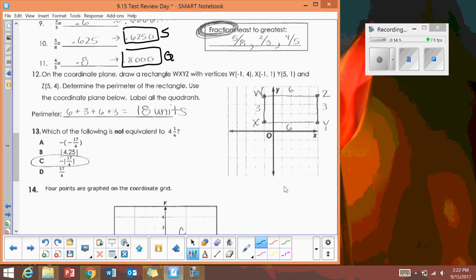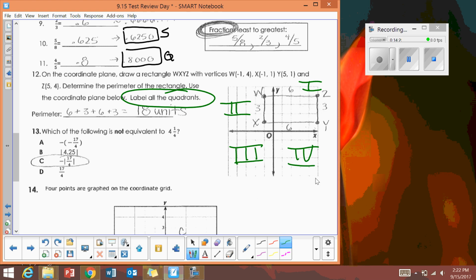The other thing that the question wants me to do is label all the quadrants. So this would be quadrant 1, this one would be quadrant 2, here we have quadrant 3, and here we have quadrant 4. And also remember, quadrants are labeled as Roman numerals.